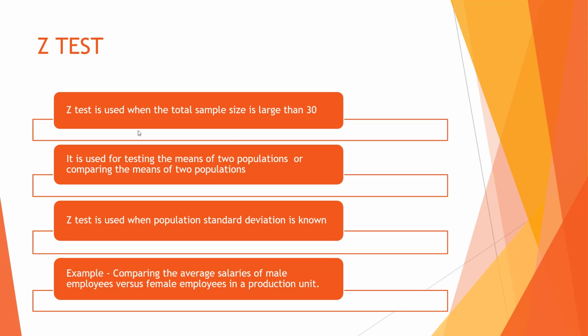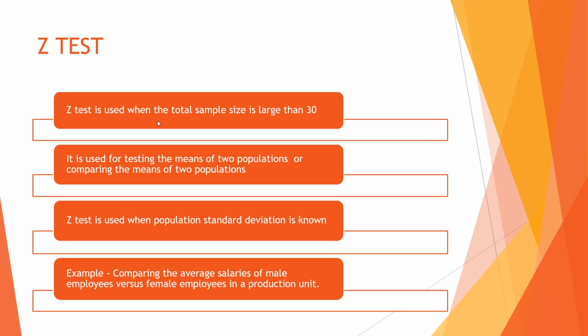So you should know what is Z test, T test and F test. Now let's start. What is Z test? Z test is used when the total sample size is larger than 30. It is used for testing the means of two populations or comparing the means of two populations. Z test is used when population standard deviation is known. Example, comparing the average salary of male employees versus female employees in a production unit. Now here, what is the main point? That is, when sample size is more than 30, then we will use the Z test.